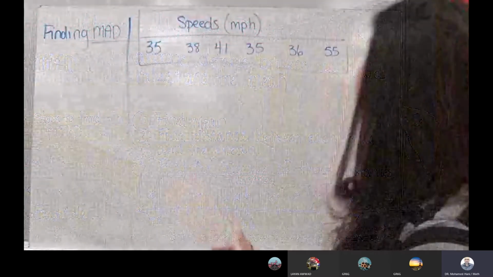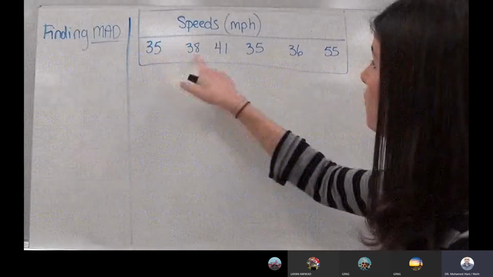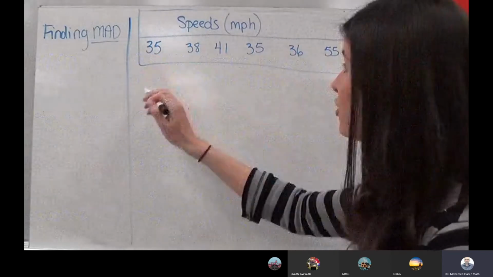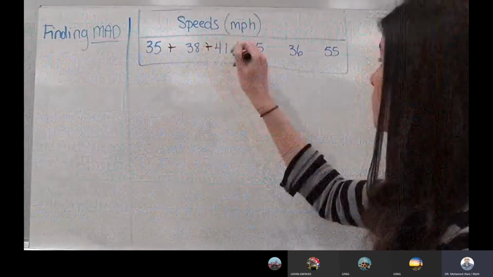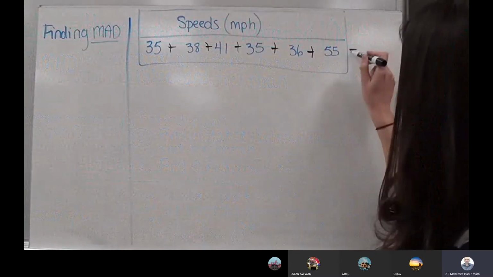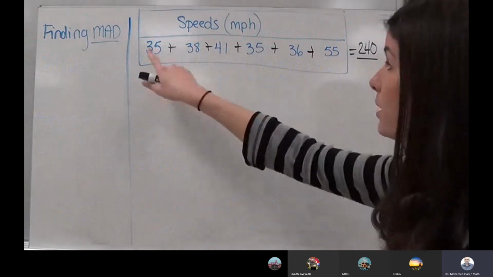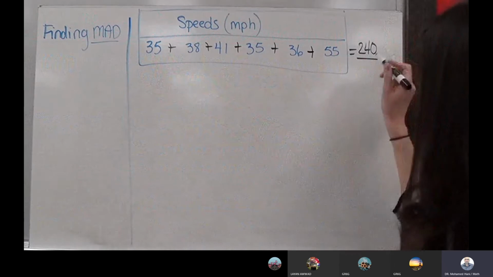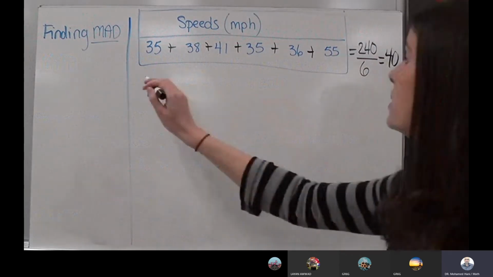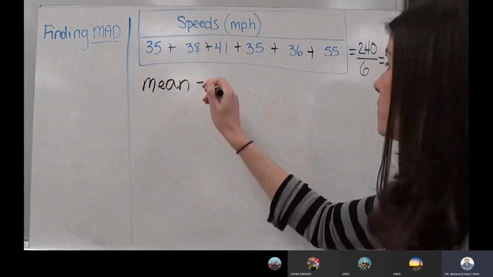Okay, here we're going to have to find the mean ourselves. So step 1 of this set of data, there's speeds: 35, 38, 41, 35, 36, and 55. So first we have to find the mean, and when you find the mean, you're going to add them all up. Okay, and when you add all of these up, you get 240. And then divide by how many there are, and there are 6. So this equals 40. So the mean, or the average, is 40.